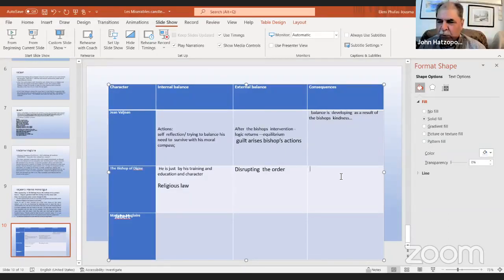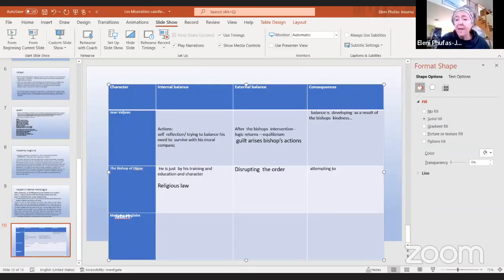He's trying to put back in balance the same thing St. John, how you call him. I agree with you. Attempting to balance, to bring equilibrium into the system of justice, something like that. Attempting the system of justice. Okay.